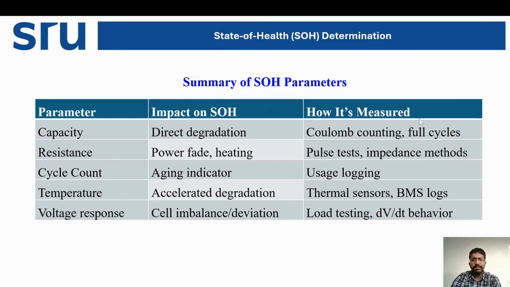Okay, how it can be measured, we have already discussed. The Coulomb counting method is for capacity fade. Then resistance can be measured with pulse test and impedance methods. Usage logging can be used for cycle count. Okay, then thermal sensors and BMS logs. Then load testing and dV by dt testing behavior can be used for voltage response.